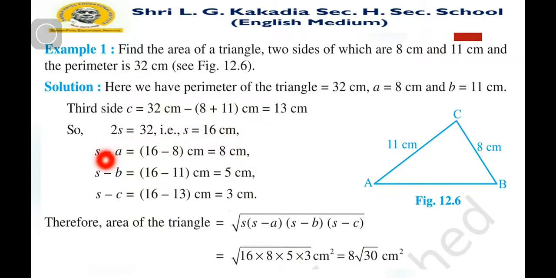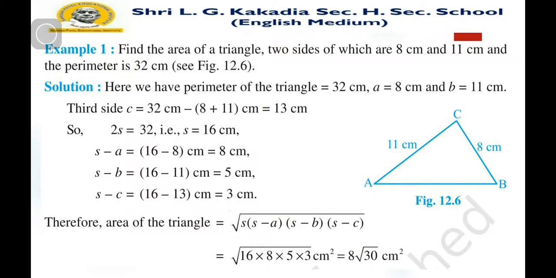So S minus A, 16 minus 8, is 8. S minus B, 16 minus 11, is 5. S minus C, 16 minus 13, is equal to 3. Therefore the area of the triangle is given by the square root of S into S minus A into S minus B into S minus C. Let us put in the values: S that is 16 into 8 into 5 into 3 centimeter square.